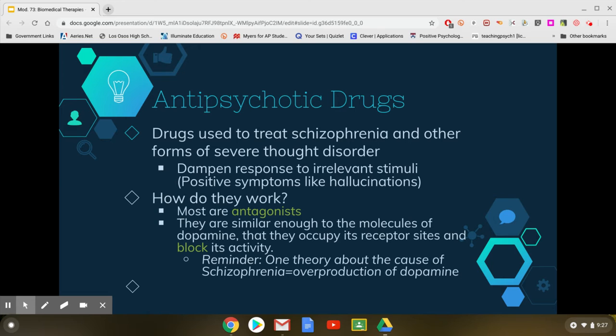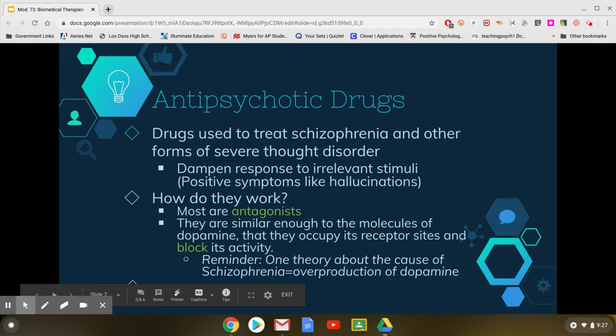The way that they work, most of them are antagonists. Another great review word here, back to our bio unit. Antagonists are those drugs that, remember, act similar to neurotransmitters if they're agonists. But if they're antagonists, they actually block the work of those neurotransmitters. These are similar enough to the molecules of dopamine that they occupy its receptor sites and block its activity. So notice that they're working on dopamine.